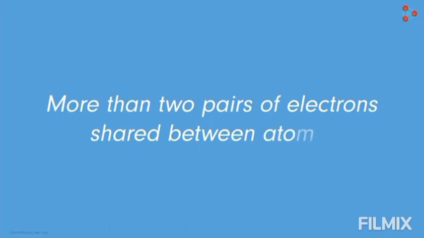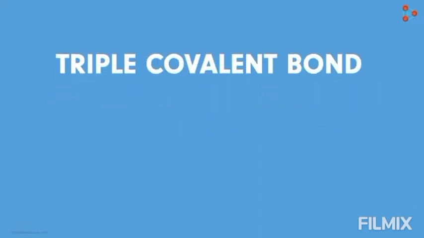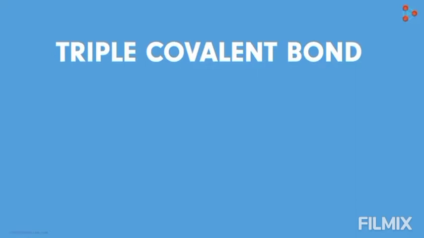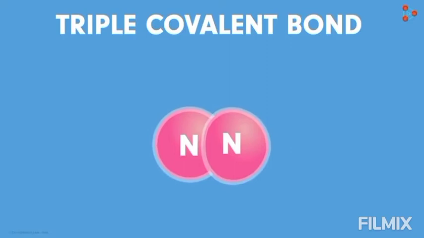Now we can consider whether more than 2 pairs of electrons can be shared between atoms. Yes, of course, we can share more than 2 pairs of electrons. These are known as triple covalent bonds, because 3 pairs of electrons are shared. An appropriate example for a triple covalent bond is the nitrogen atom.